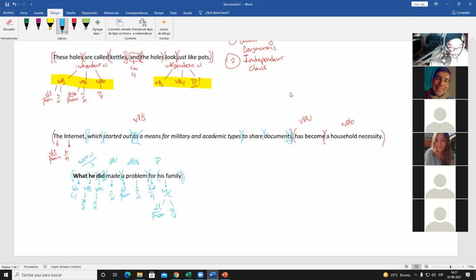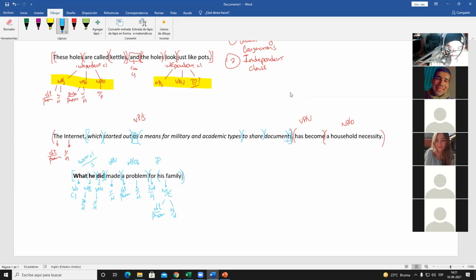Profe, dígame. Para identificar esta noun clause y diferenciarla de dependent clause, ¿tendría que ser como la misma estructura, seguir este mismo patrón o puede haber otro?